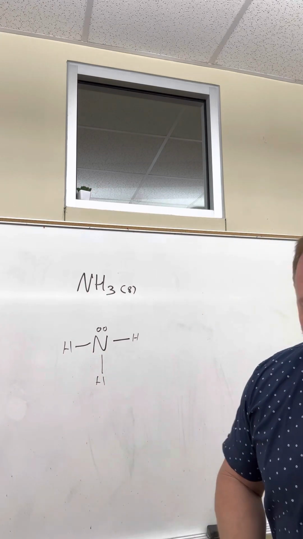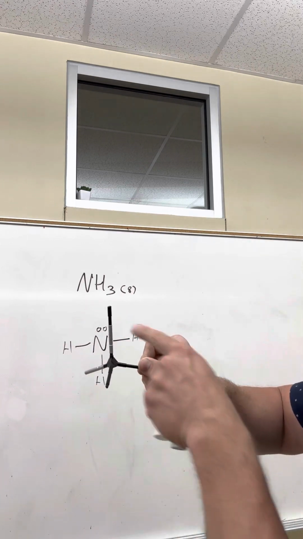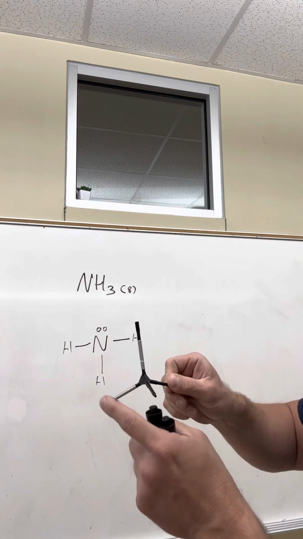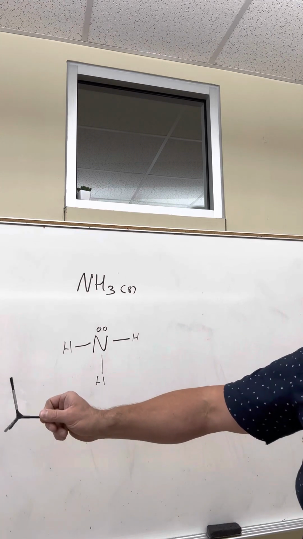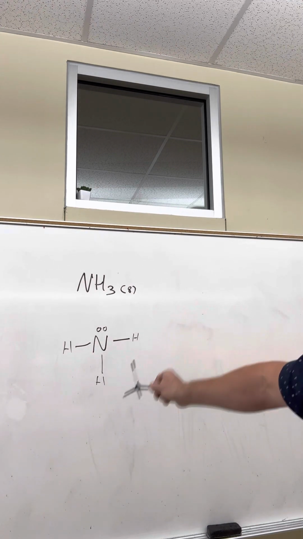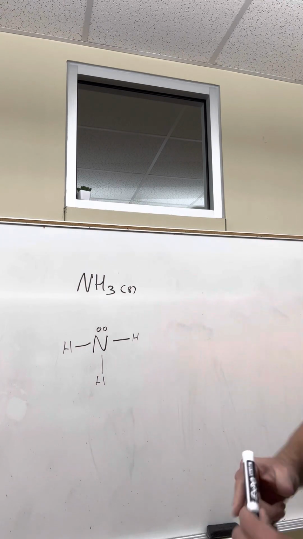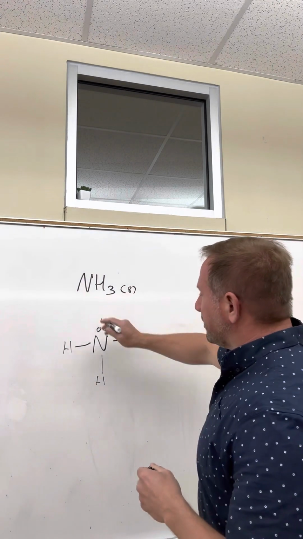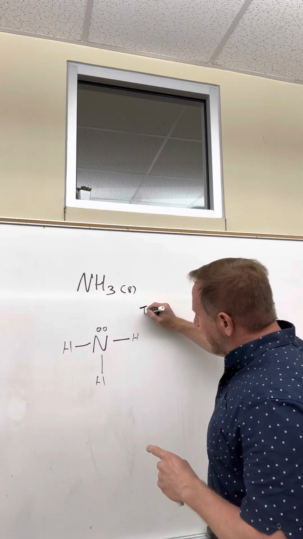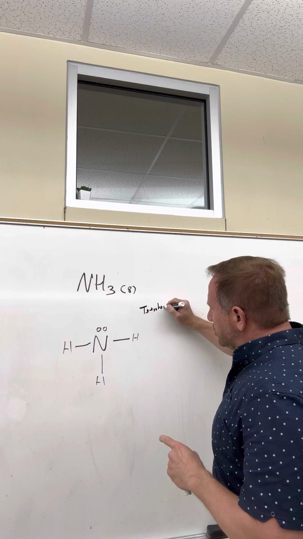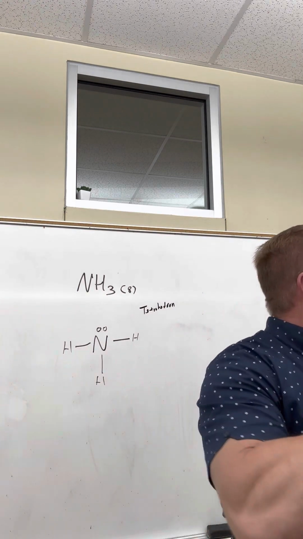That sounds very similar to what we did last video. 4 things around the central atom pushing away from each other. And now what do we have? With those 4 things around the central atom, this looks like it's going to be a tetrahedron.